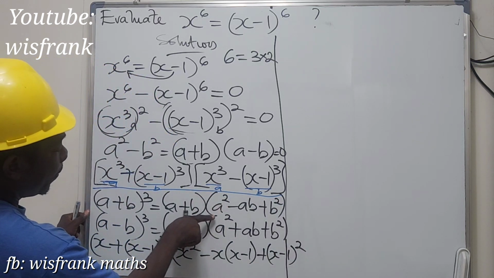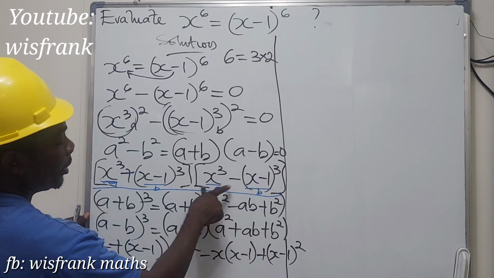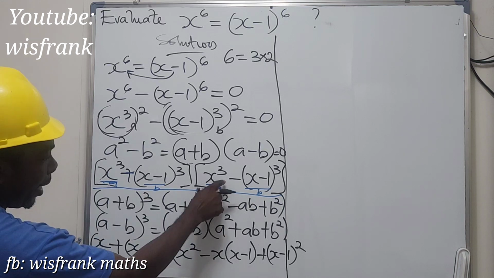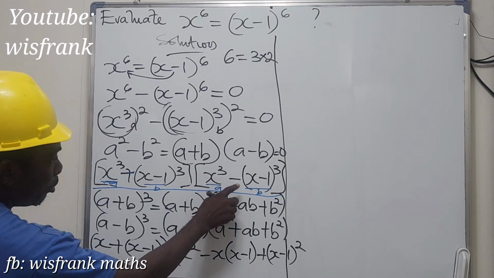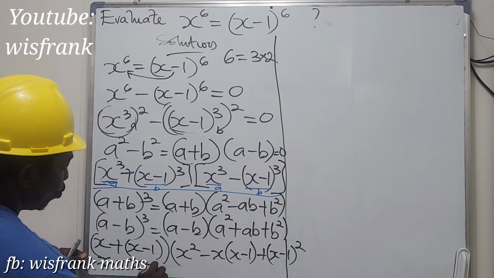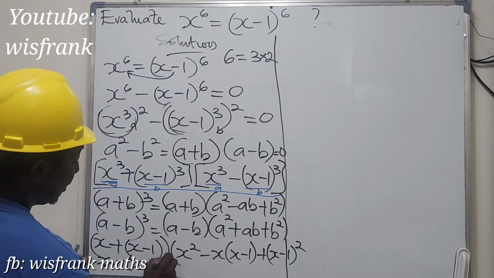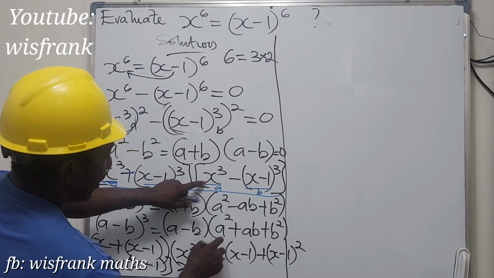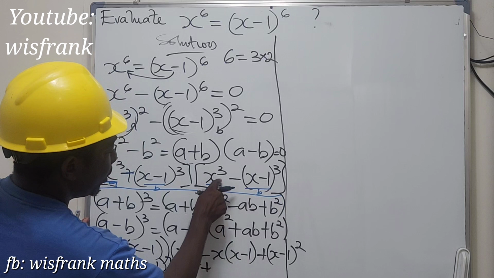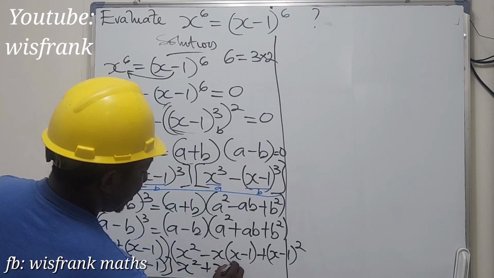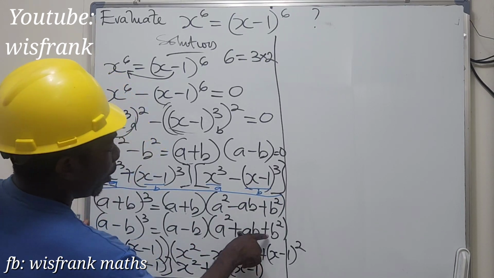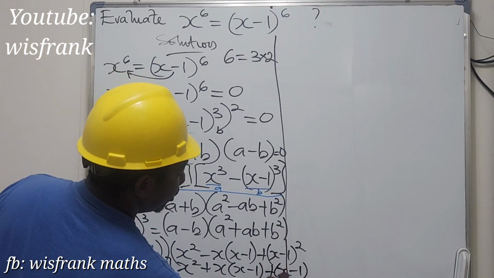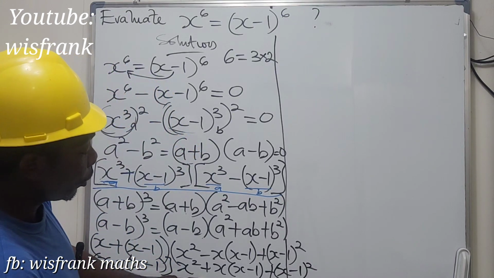The next one is we are going to take this other parenthesis. We have here a, so our a minus b is x as a, then minus b is minus x minus 1. That is for the first parenthesis. Then we have a squared, which is our x squared. Then we have plus ab, which is x into x minus 1. Then we have plus b squared, which is x minus 1 squared. So this is what we are going to evaluate.